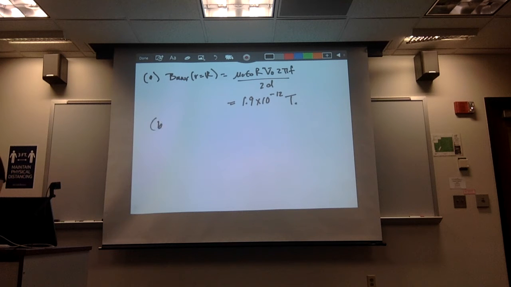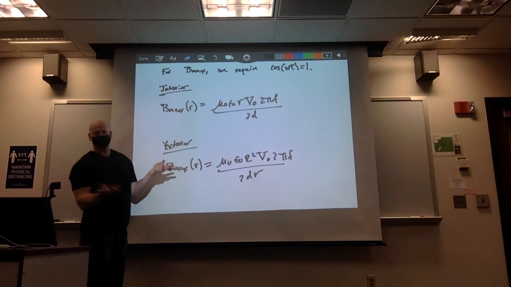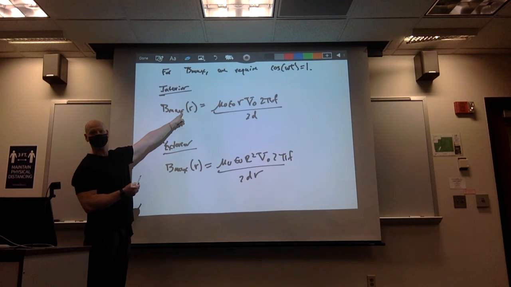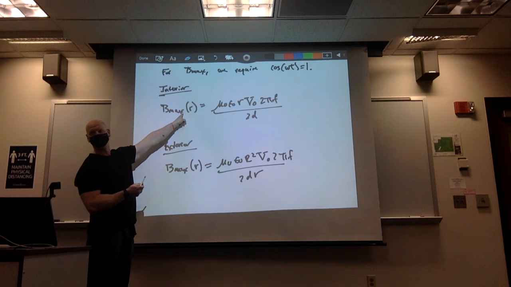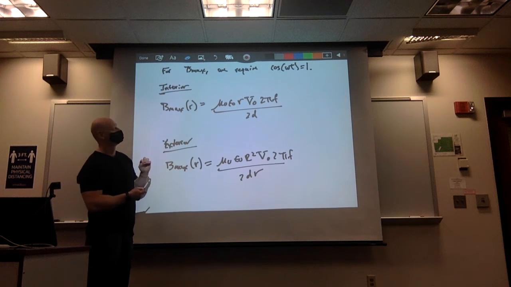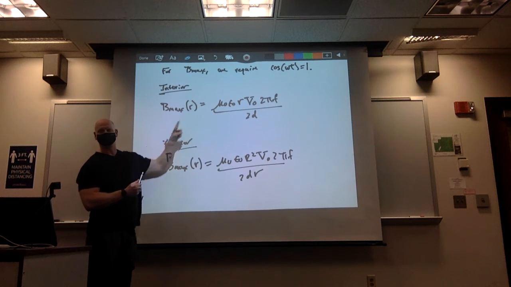Part B then says plot. So let's go ahead and plot this. We want to plot B max as a function of r. Again, to plot B max, it's the same thing we've done before when plotting. All we're going to do is go back to our two expressions and look at what the r dependence is. So what's the r dependence in this one? How does it depend on little r?